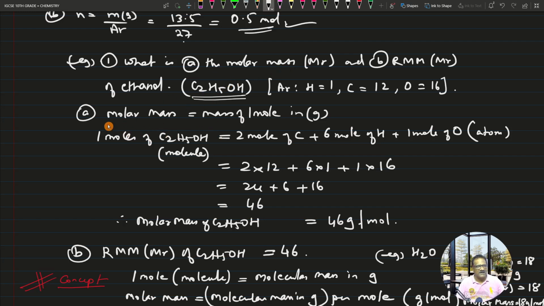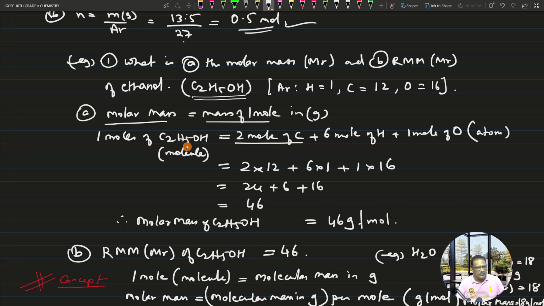Now what is molar mass? Molar mass is the mass of 1 mole, in grams, of course. Molar mass is the mass of 1 mole of a substance in grams. So 1 mole of ethanol contains what? 1 mole of ethanol will contain 2 moles of carbon atoms, right?